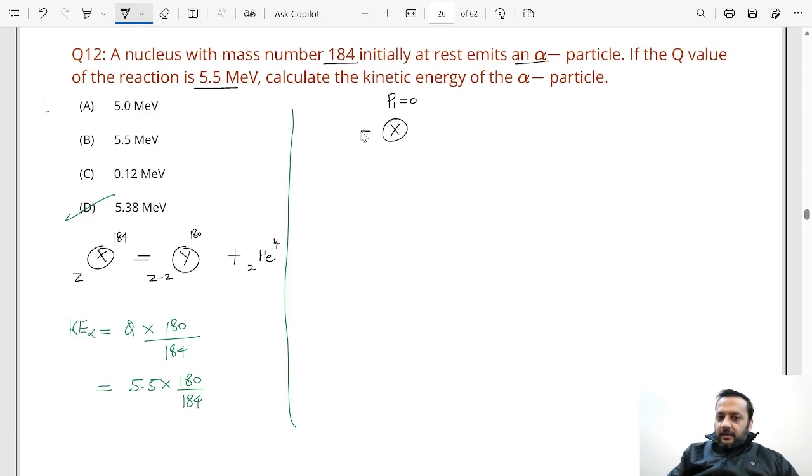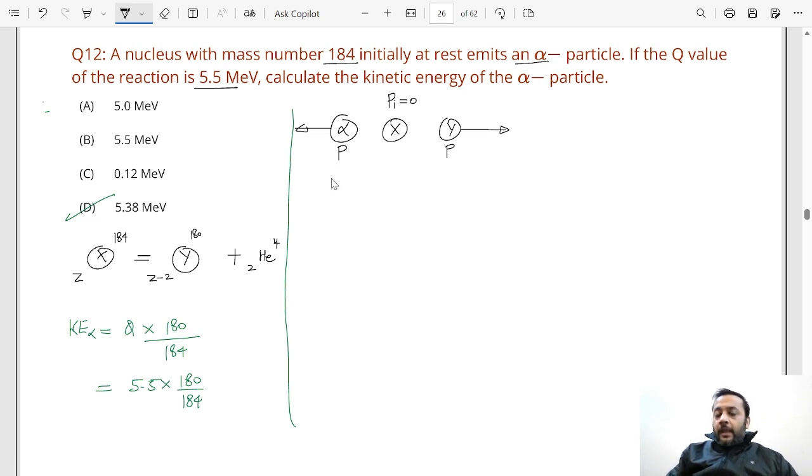Let us say alpha particle is released and it moves in the leftward direction. And Y nucleus is also released, which will move in the right direction, with the equal magnitude of momentum. Why? Because the momentum must become zero again. So if the alpha particle is moving towards left with the momentum p, then Y should move towards right with the momentum p, so that the final momentum of the system is still zero, according to the conservation of momentum.